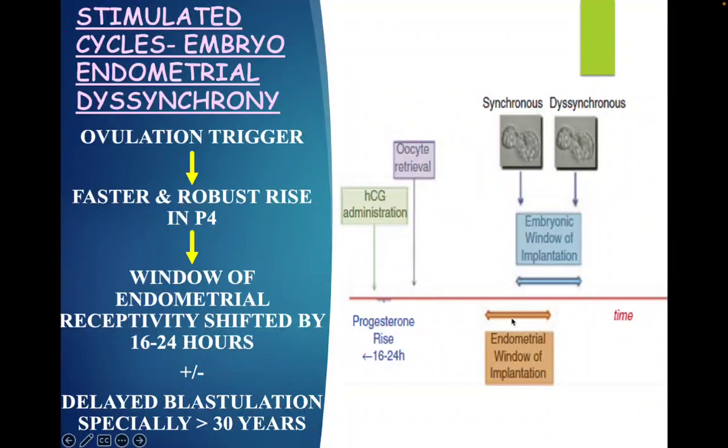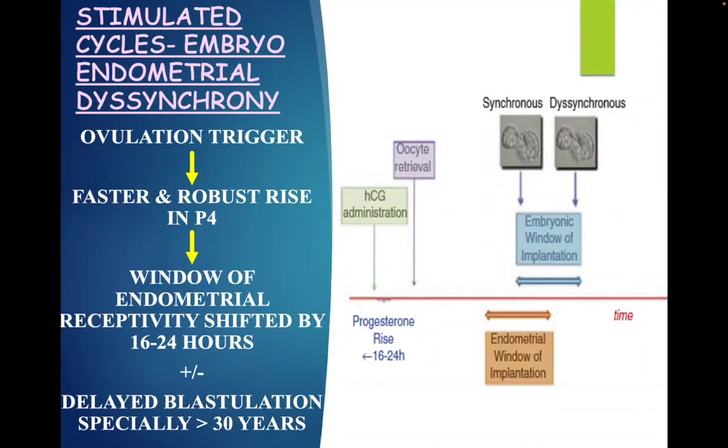Here you can see the WOI, the window of implantation, has already opened, but our embryo is not yet prepared. Especially if the patient is aged, the embryo is still on day 3, day 4, but the window of implantation is already open. So if we do a fresh transfer in these cases, at this point our embryo is not ready, but our endometrium is ready. That will lead to implantation failure. So in such cases, when the progesterone becomes high, we will have to freeze the embryo.